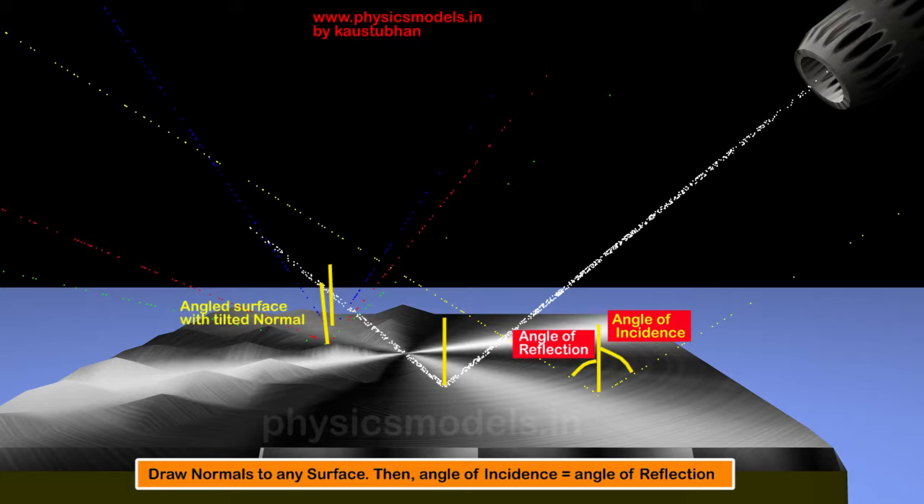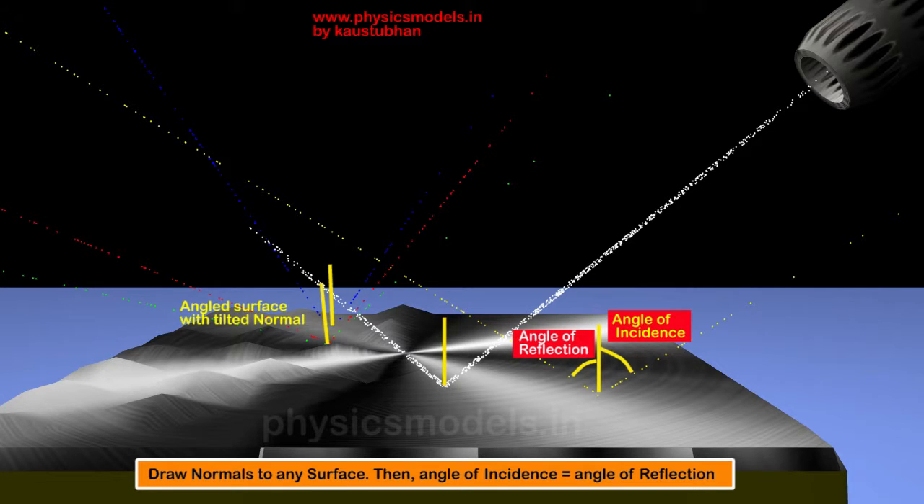So with respect to the normal, the angle at which the beam strikes is called the angle of incidence, and it will certainly reflect and bounce off the surface at that same angle, which is the angle of reflection. So the basic equation here is angle of incidence is equal to angle of reflection with respect to the normal to the surface.